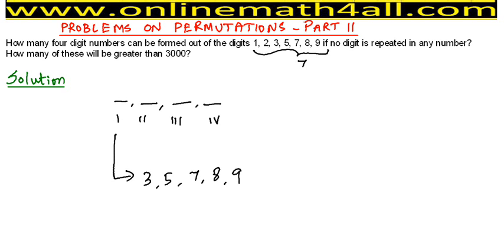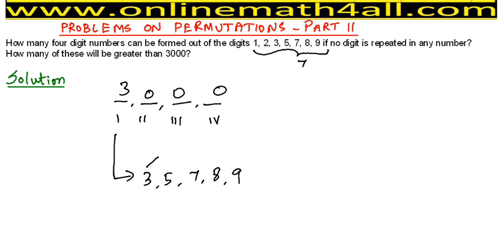And the student may have a question. The number has to be greater than 3000, so can we use 3 in the thousands place? Yes, sure, we can use 3 in the thousands place, because in case I take 0 in the second place, 0 in the third place, 0 in the fourth place, and use 3 in the thousands place, the number will be 3000. It cannot be greater than 3000.